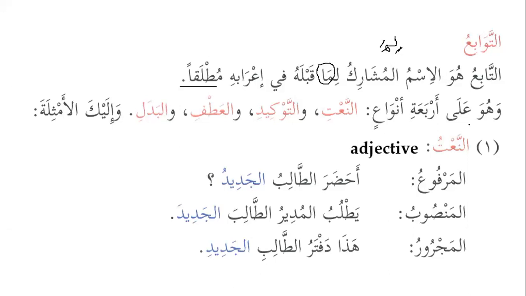So وَهُوَ عَلَىٰ أَرْبَعَةِ أَنْوَاعٍ, and it has four kinds. النَّعَتِ. Okay, why is it majrur?